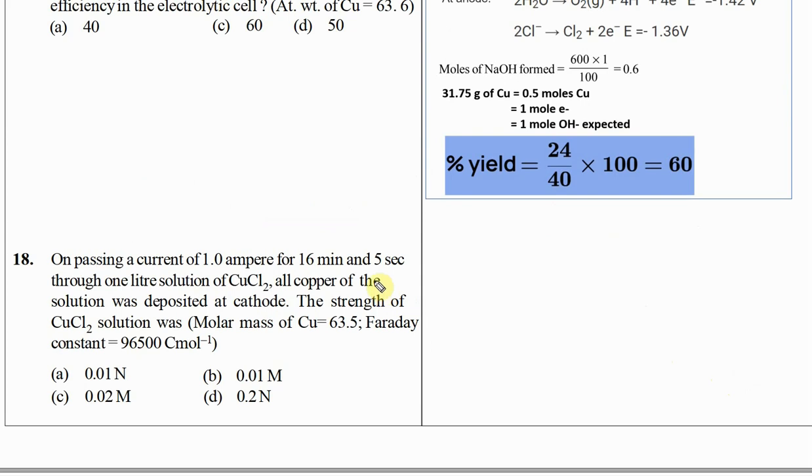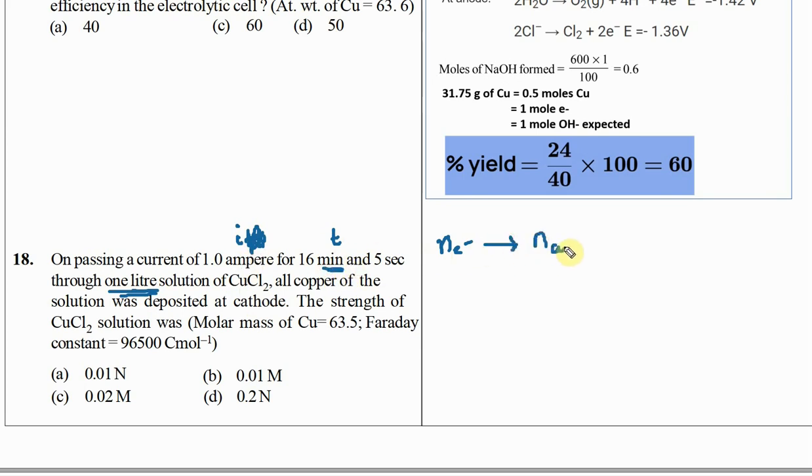18th one. So I have my current and time. I am passing this through a 1 liter solution. This is conveniently 1 liter. So 1 liter means whatever is your molar is the moles also. So I know moles of electron from IT over F. You guys can calculate IT over F, provided the time is also converted to seconds. So that will give me moles of electron.